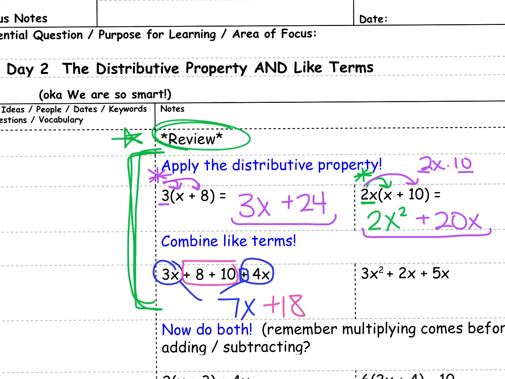That's just my answer. And then my last one, 3x squared is by itself. There's nothing that goes with it, so I just recopy it to my answer. And then I have 2 x's, so I have a 2x and 5x. So I have 2 things and 5 things, that's 7 of those things. X squared and x are not like terms, they can't be put together, so your answer should look like mine.